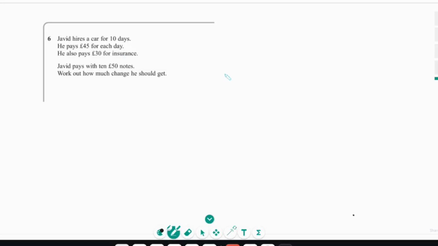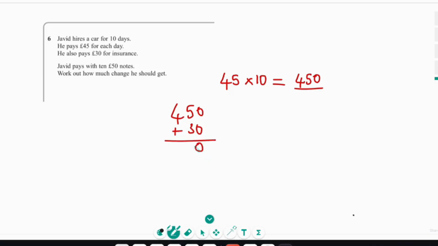He pays £45 for each day. It's for 10 days. So 45 times 10 is 450. He pays £30 for insurance. That's just a standalone cost. So 450 plus 30, £480.